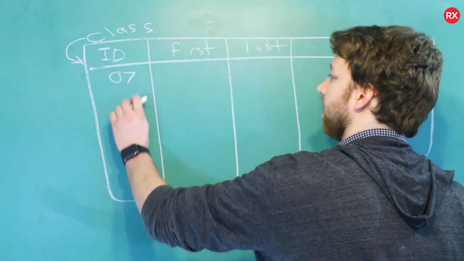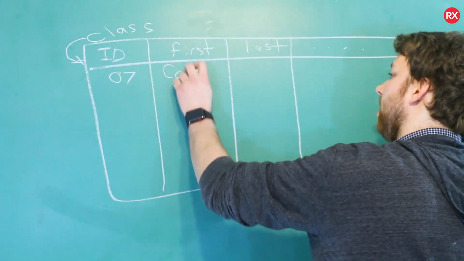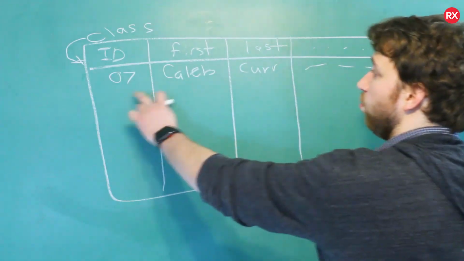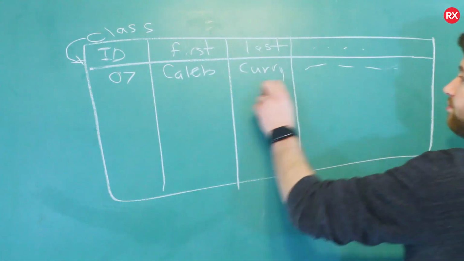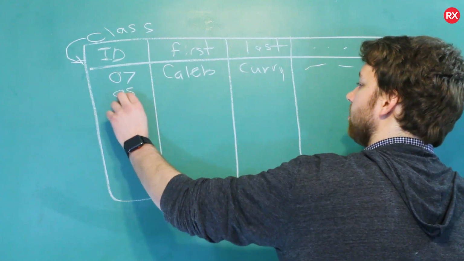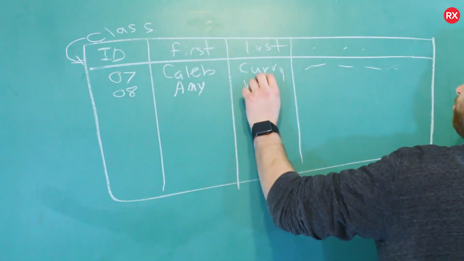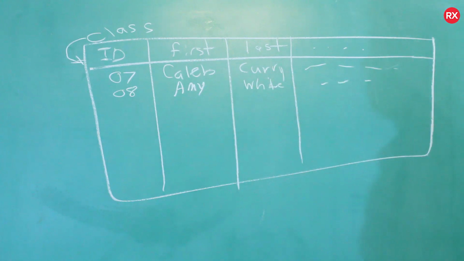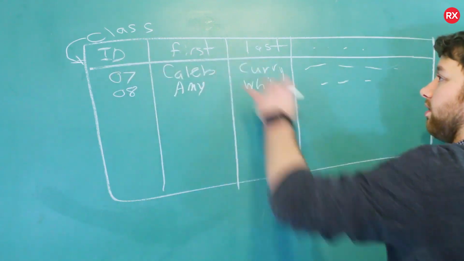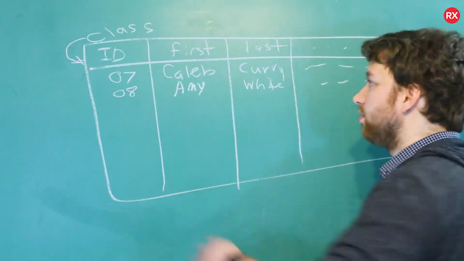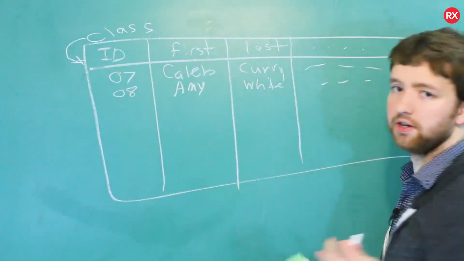So this person might have the ID of 7, have the name Caleb, last name Curry, and then some other information. Here is one object. We can have another object with the ID of 8. This person can be Amy, last name White, and so forth. So once again, the columns are like the class that defines the structure, and every time we create a new user, a new object, it's like adding a row.